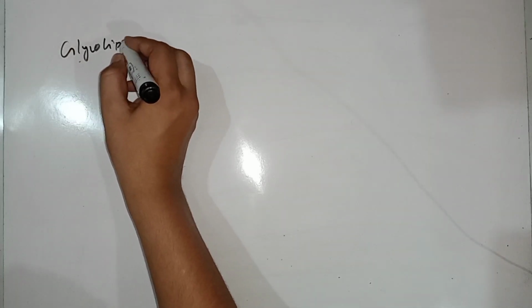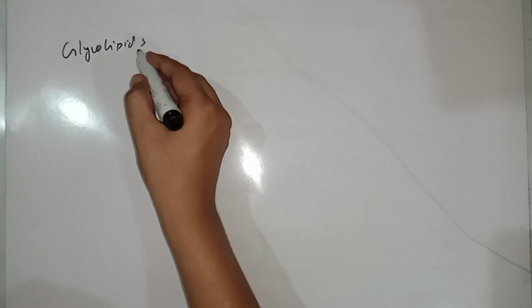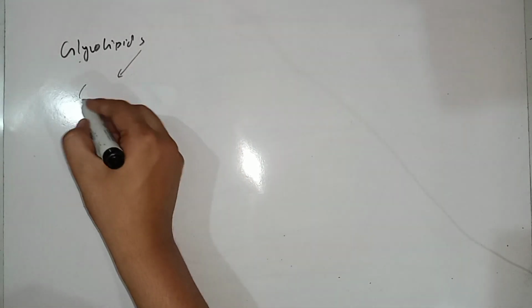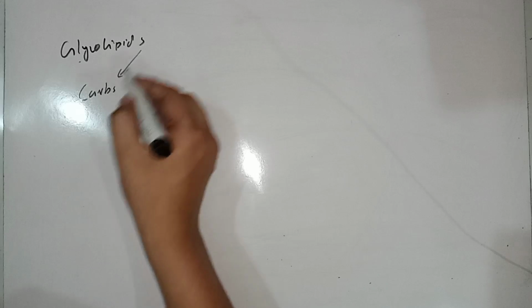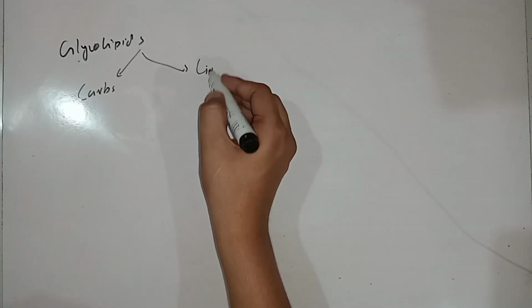Hi there, in this video we are going to discuss glycolipids. So what are glycolipids? Glycolipids are basically a combination of carbohydrates and lipids.